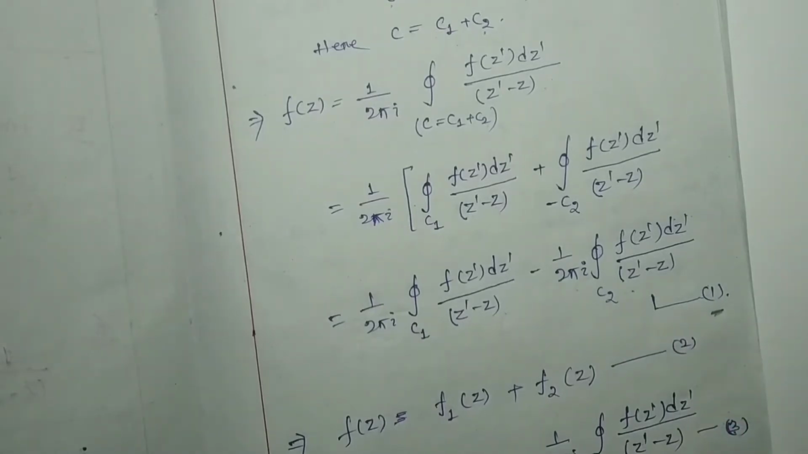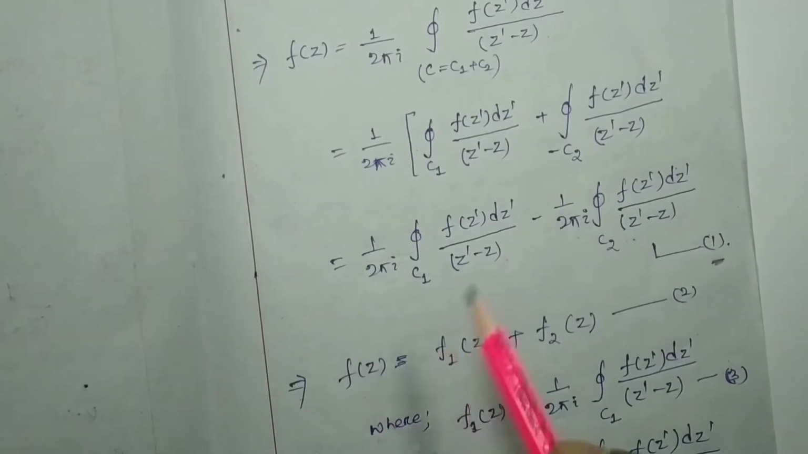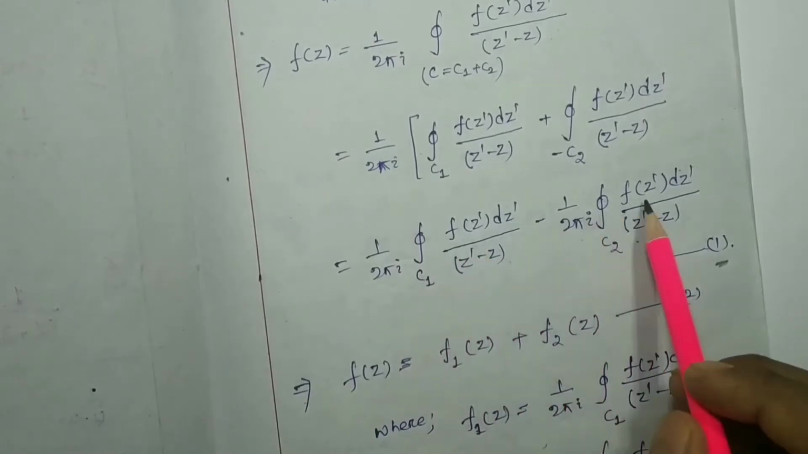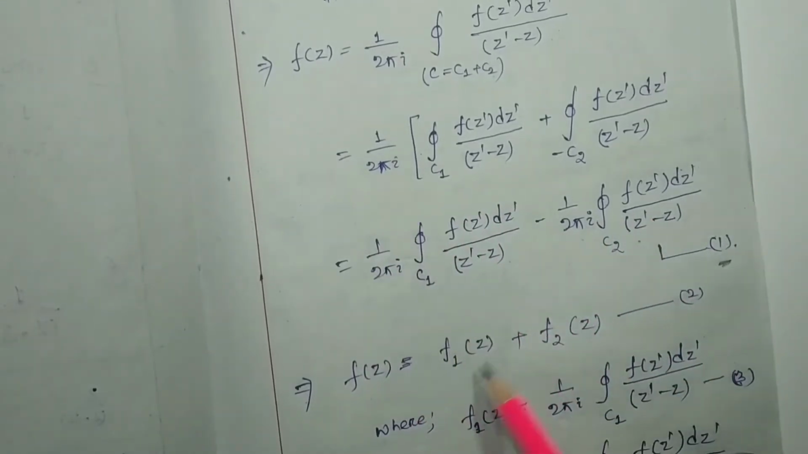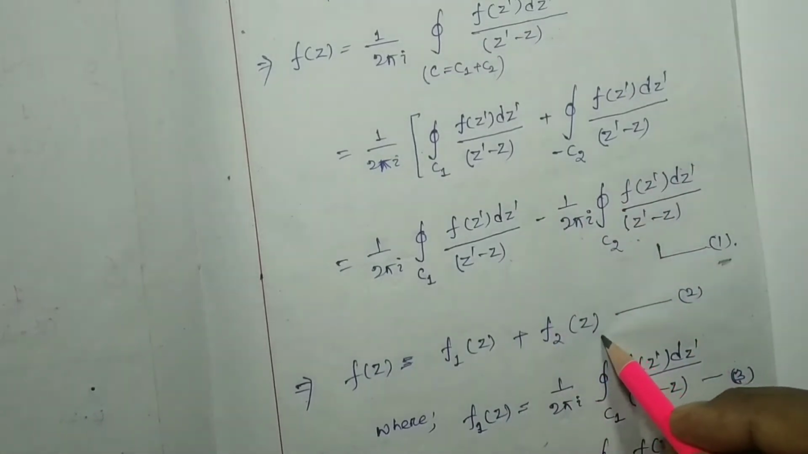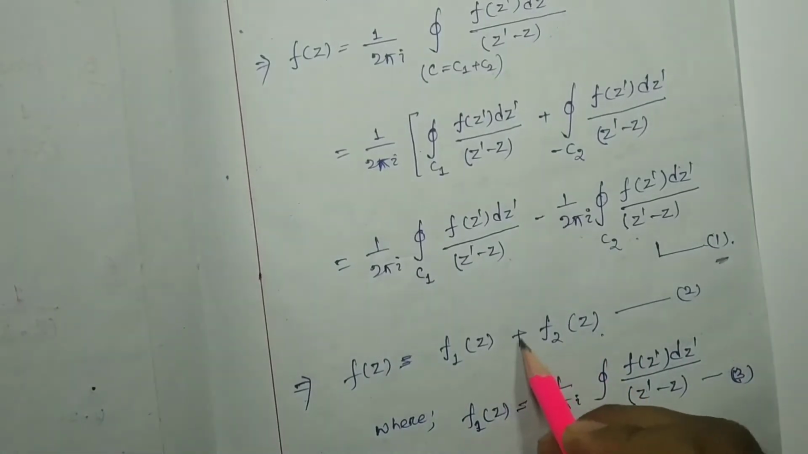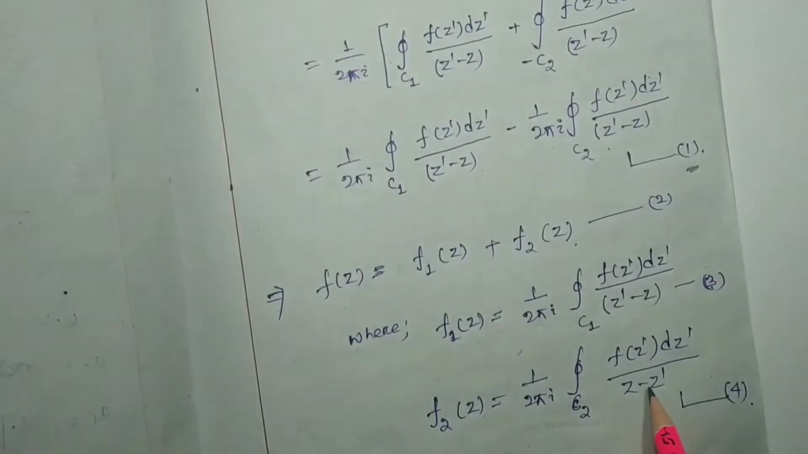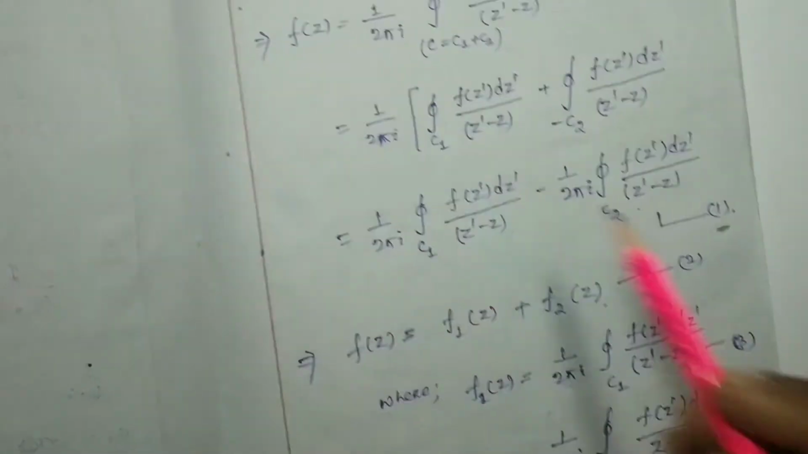That implies f(z), so this f(z) is the summation of two integrals, this one and this one. Let this one be represented by f1(z), and this integral be represented as f2(z). So why is it plus? If it will be plus, then it will be z minus z dash. So here z minus z dash. See, f1(z) is nothing but this one.